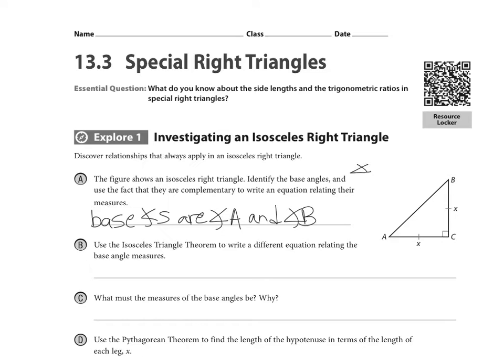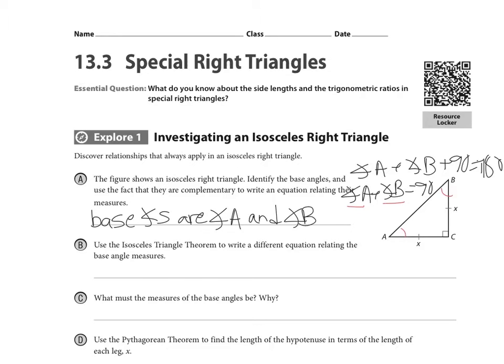And if angle A plus angle B plus the 90-degree angle that was there already are going to equal 180, then that means that angle A and angle B together equal 90 degrees. Now we also know that in any isosceles triangle, you guys, the base angles are marked congruent, remember. So that means that angle A and angle B are exactly the same measure.